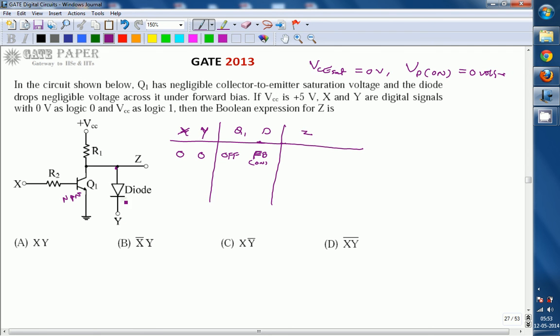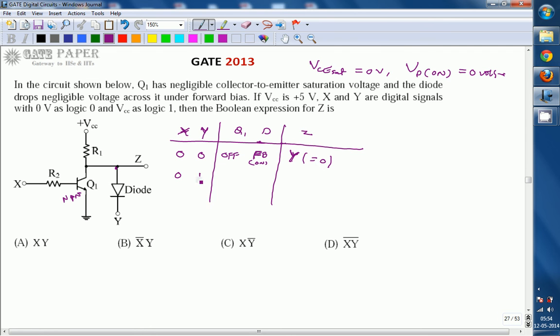By that time the diode is acting as a short circuit. Short circuit implies Z is equal to Y. So the Z value will be equal to Y, and the present Y value is 0. Are you getting this point? Whenever the diode is under forward bias, it acts as a short circuit, so that Z is directly connected to Y. The Y value will be the output, but the Y value in this situation is 0. I am writing it as 0 in brackets.